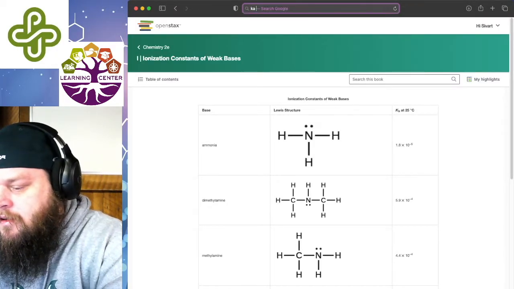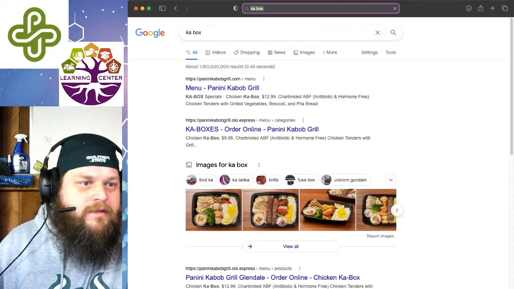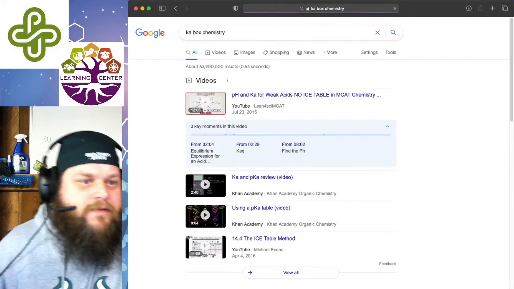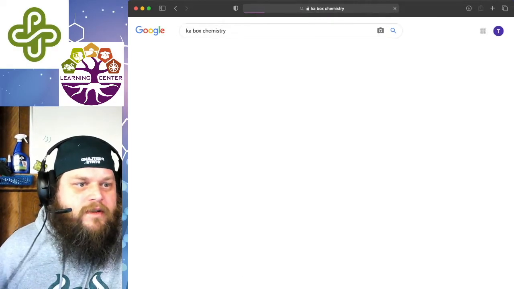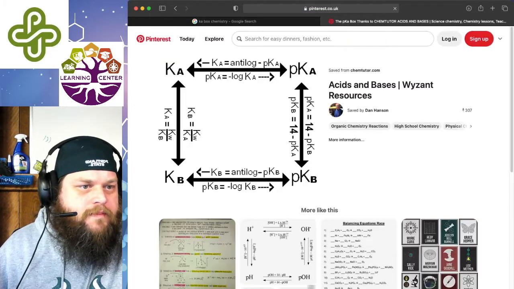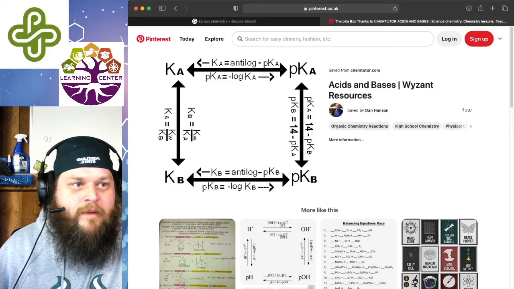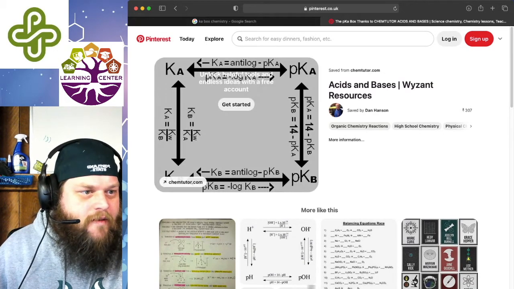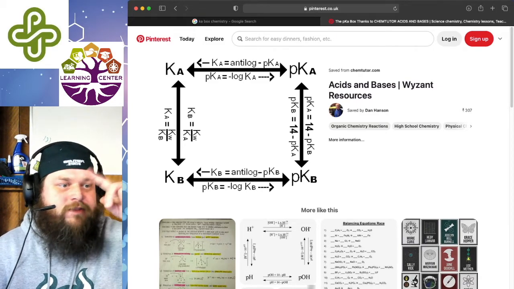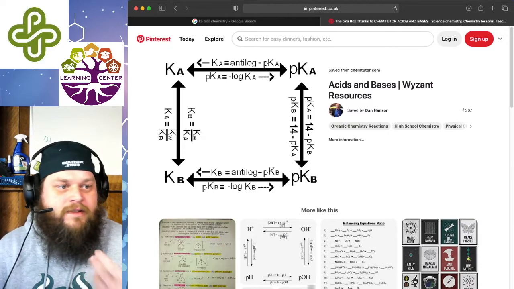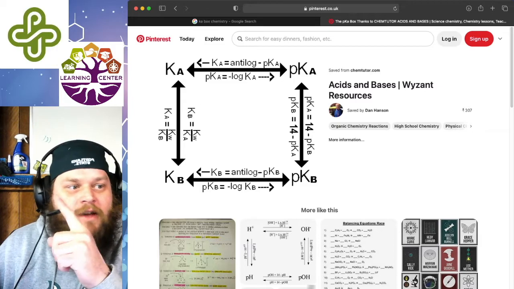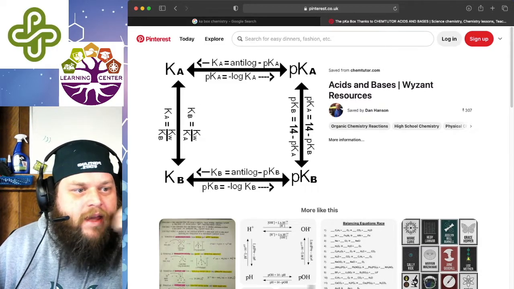So, just doing a quick search of a Ka box in chemistry, because that is food images. Yeah, here's one. This is really the same idea as your Kb box, where you have the Ka in the top left corner and then the pKa. So you can go back and forth between those the same way you would with, say, your concentration of hydrogen and your pH.